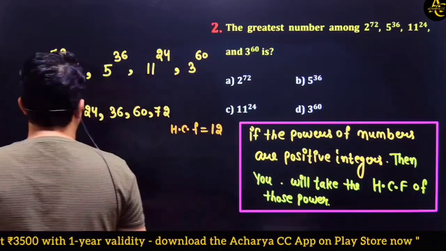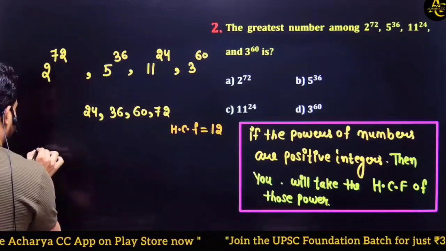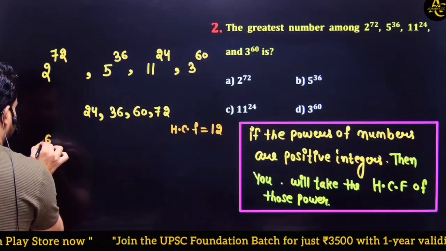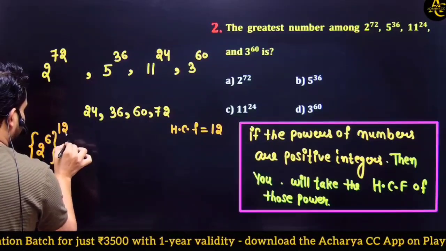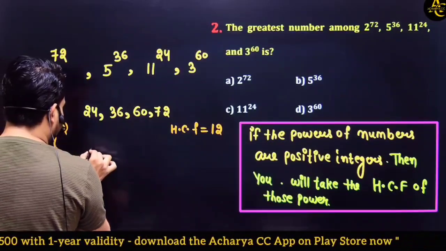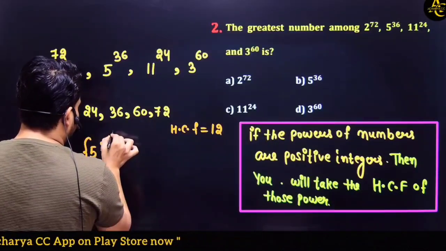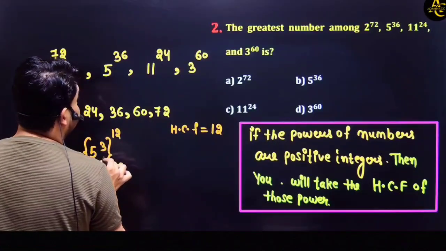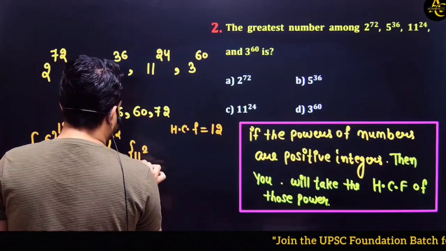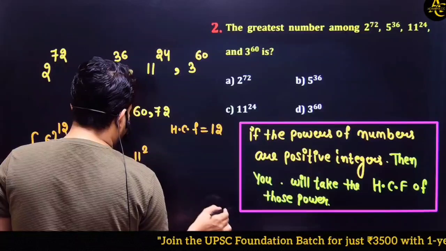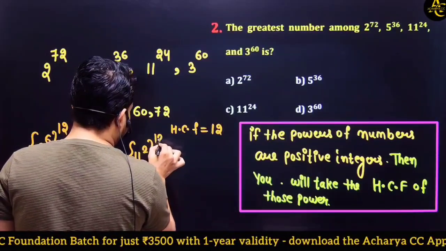So what you will do, you have to write each number in the power of 12. How you will write? You will write 2 to the power 6, to the power 12. This one is the trick. You will write each of them in the power of 12. It is 5 to the power 3, to the power 12. It is 11 to the power 2, to the power 12.